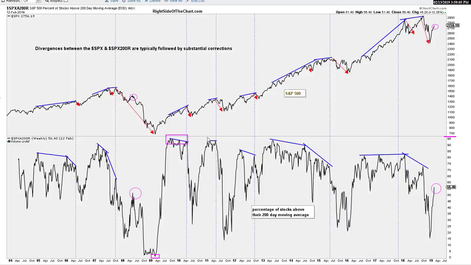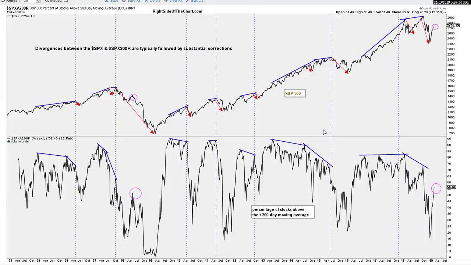So what I noted there is you can see the vigor of the rallies has been diminishing since the market bottomed in 2009 on the initial rally. So you just see lower highs, lower reaction highs all along there in the percentage of stocks trading above their 200-day. So that's something to look at. And so again, we're in an aging bull market, no secret there.